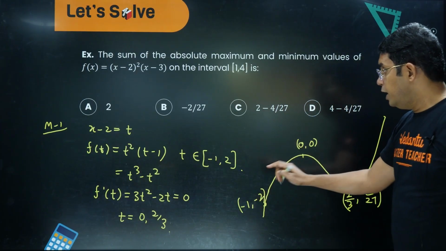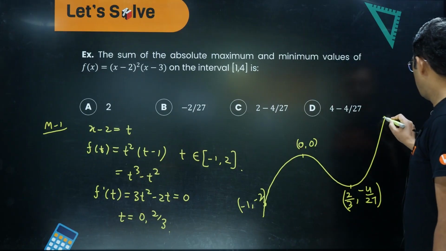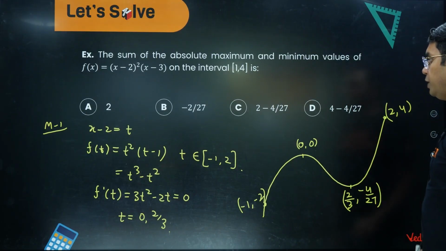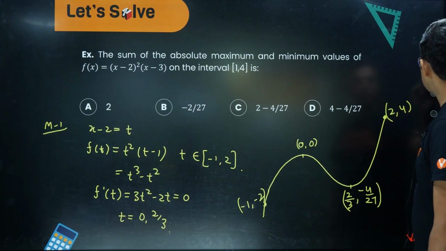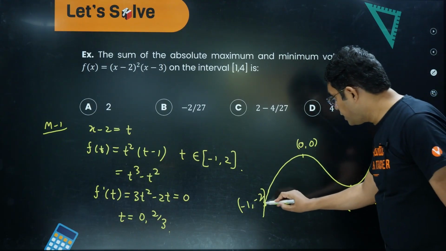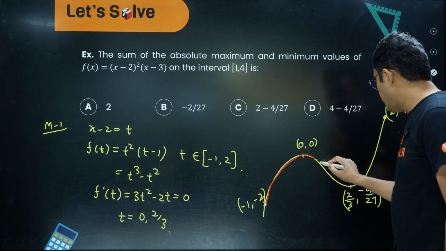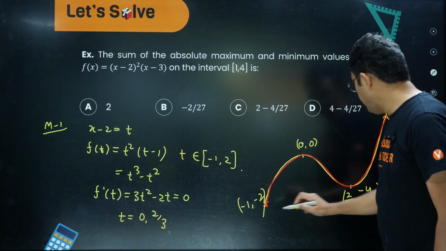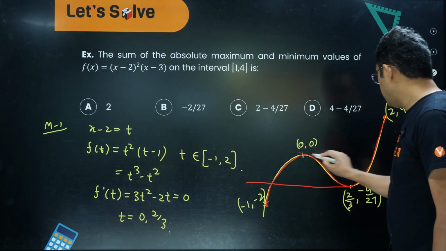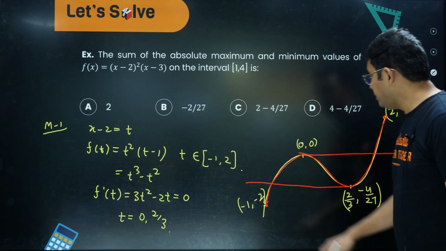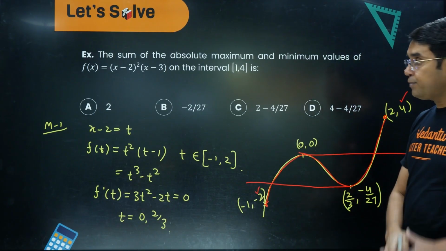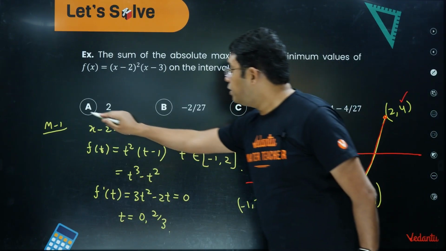And at 2, if you put 2 here, it will be 8 minus 4, which is 4. Okay, so they're asking for the sum of absolute maximum and minimum values. You can very easily see that the relevant portion of the graph was this, and the maximum value is coming here and the minimum value is coming here, because this is going like this and this is going like this. So the sum of the absolute maxima and absolute minima is equal to 2.